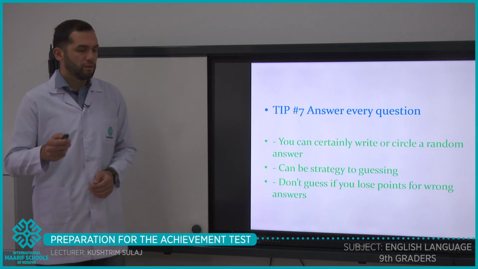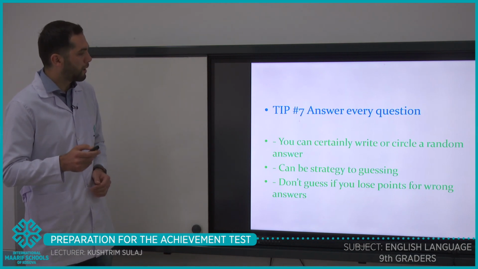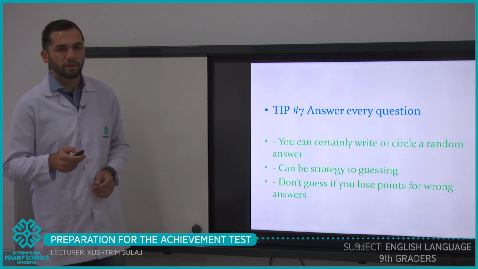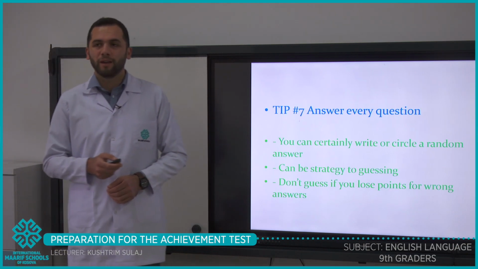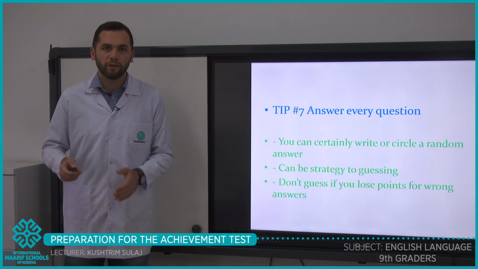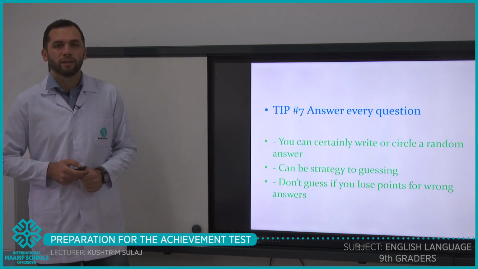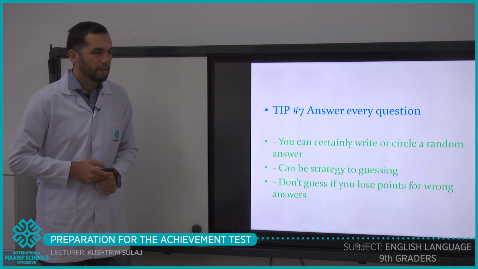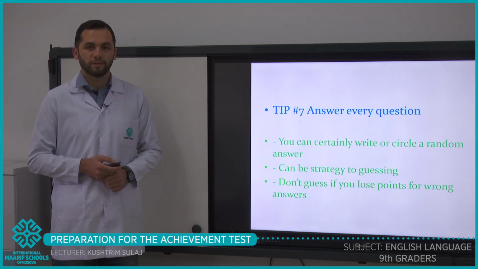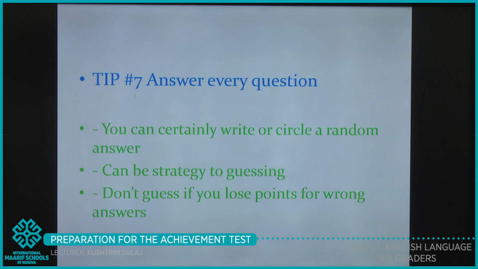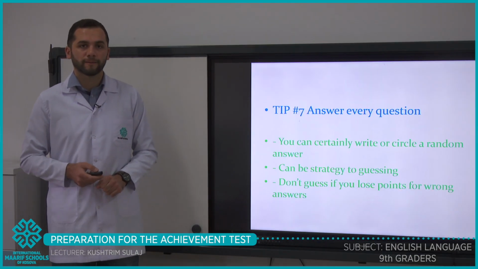And what are the benefits? Usually the benefits are that you can write or circle a random answer. So, if you can't decide whether you're choosing A, B, C, or D, and on the other hand, the time is running, you have to select one of these options. It's a good thing not to leave it empty. So you can write or circle a random answer, as we said, and then it can be a strategy of guessing. So you can also use the strategy to guess.